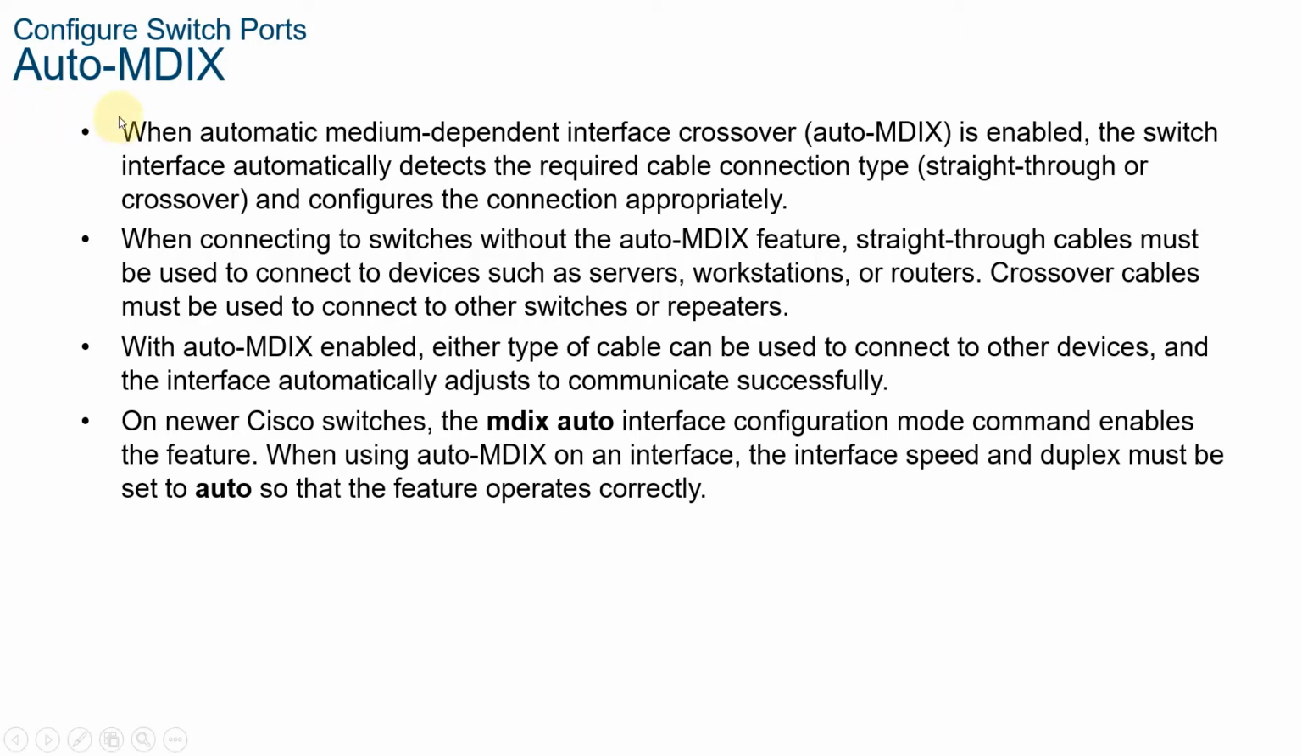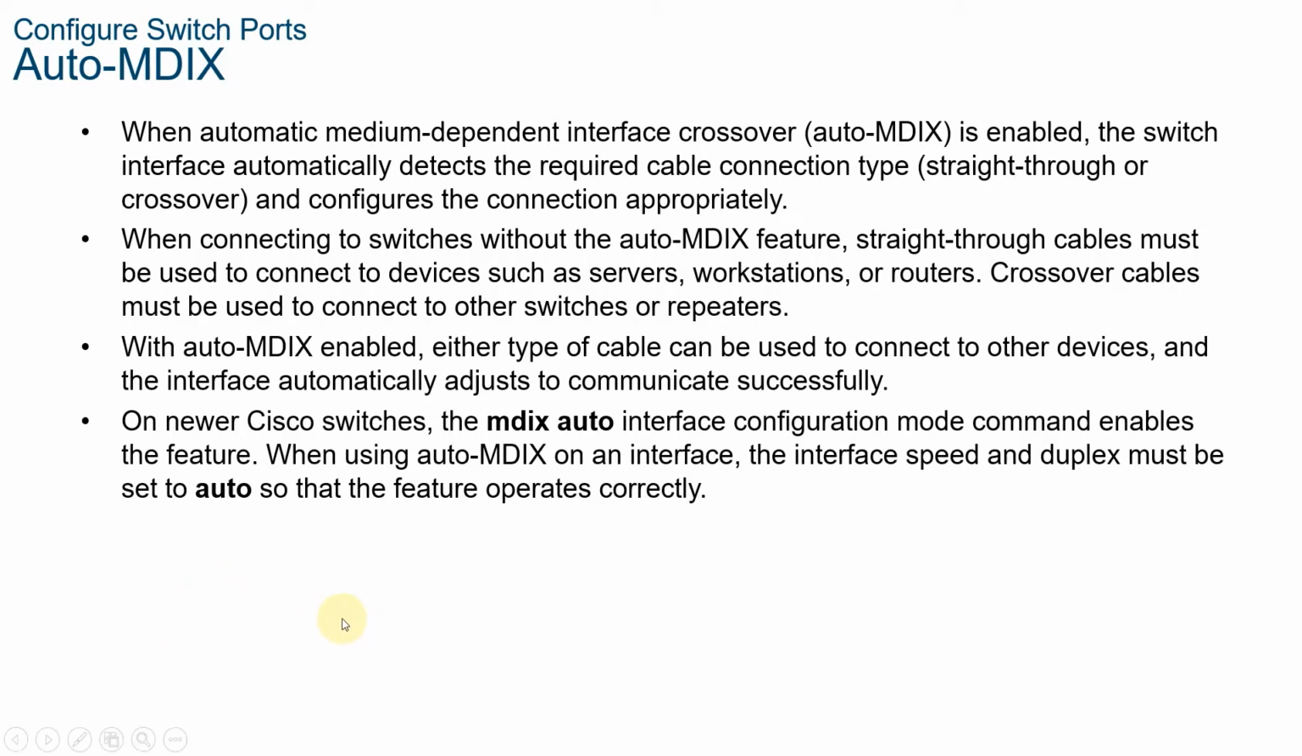When connecting to switches without the auto MDIX feature, a straight through cable must be used. That is to connect to devices such as servers, workstations, or routers. Crossover cables must be used to connect to other switches or repeaters. Now with auto MDIX enabled, either type of cable can be used to connect to other devices, and the interface automatically adjusts to communicate successfully. How cool is that?